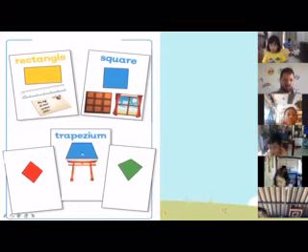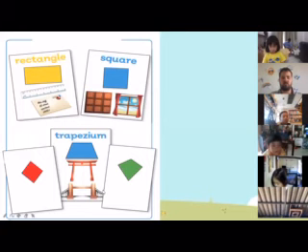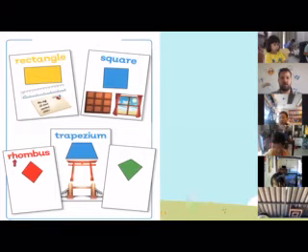Over here, we have an arch. So what we call an arch, like a doorway. And next we have a bridge. So arch and a bridge are in the shape of a trapezoid. Okay, our next shape over here. This is called a rhombus. Rhombus. Let's spell it. So R H O M B U S.